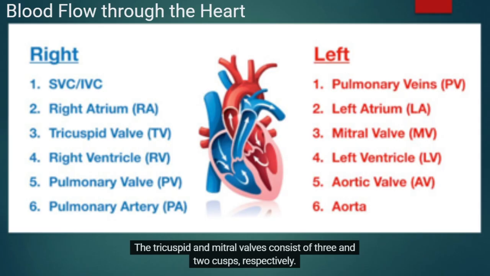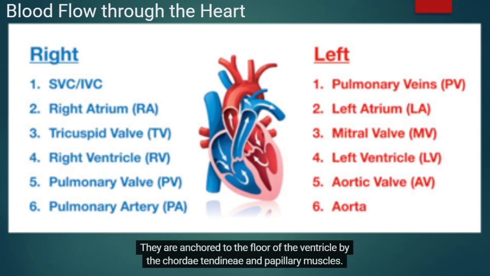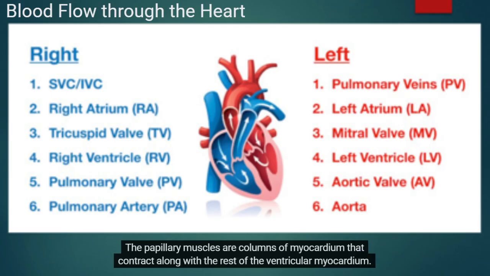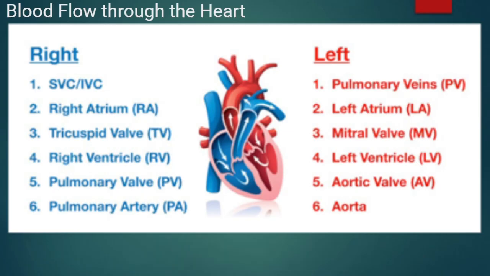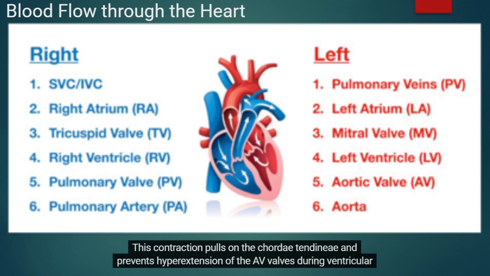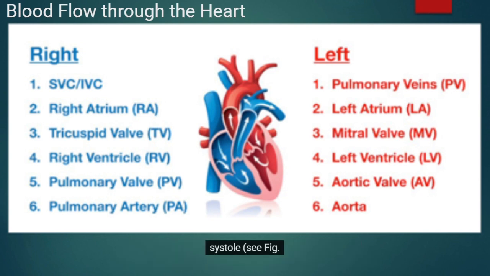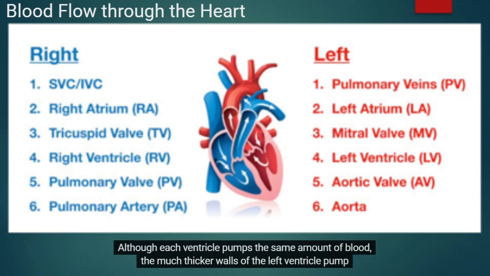The tricuspid and mitral valves consist of 3 and 2 cusps, respectively. These cusps, or flaps, are connective tissue covered by endocardium. They are anchored to the floor of the ventricle by the chordae tendineae and papillary muscles. The papillary muscles are columns of myocardium that contract along with the rest of the ventricular myocardium. This contraction pulls on the chordae tendineae and prevents hyperextension of the AV valves during ventricular systole. See Fig. 21.2.